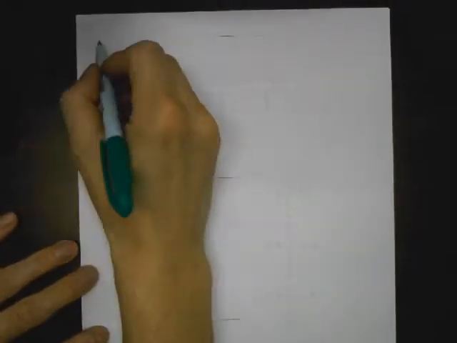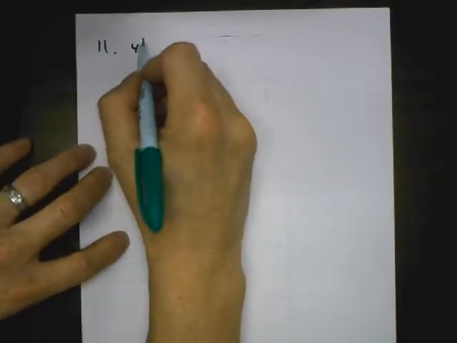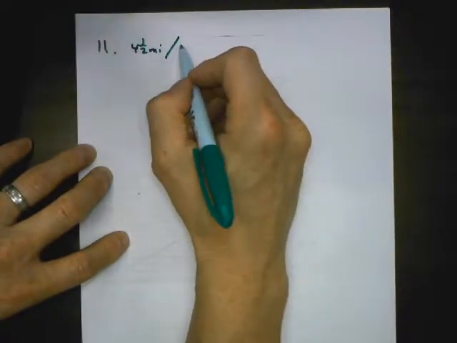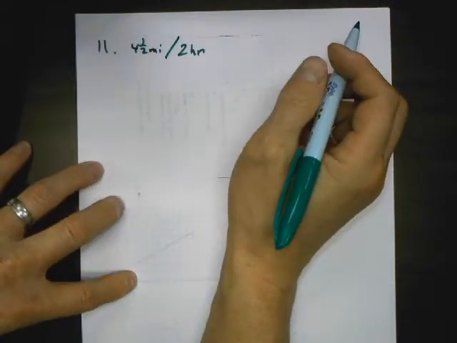See if that helps a little bit. Alright, so number 11, we have a turtle walked 4.5 miles in, that means over or slash, 2 hours. What was his speed? In other words, find unit rate again.